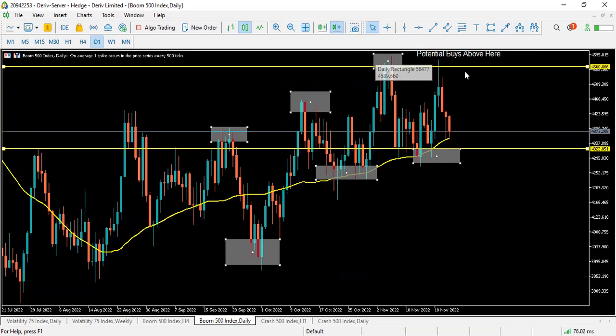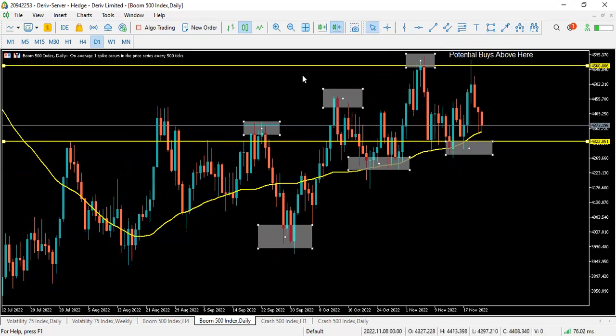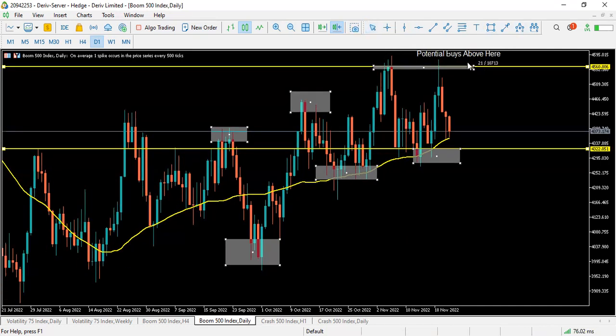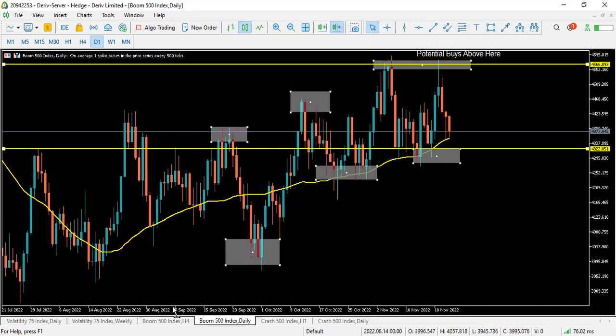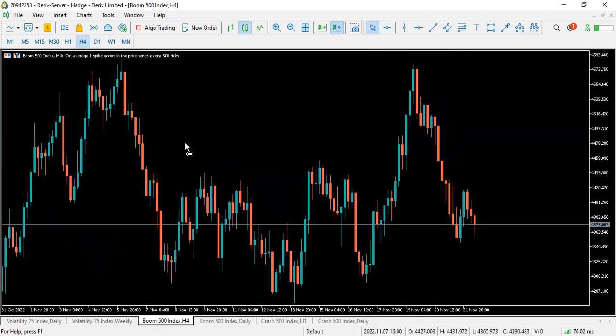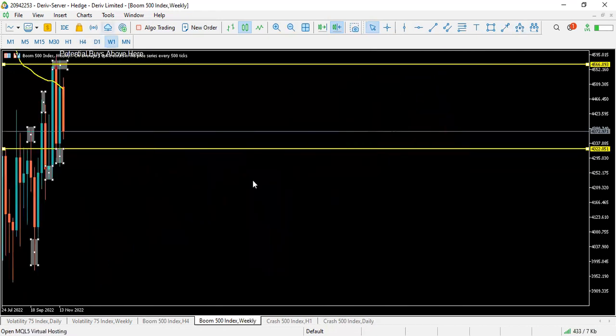So I said, once we break that double top here, which is the previous high, we can get beautiful buys on Boom 500. Beautiful buys, we can get them after we break this zone. Right. Let's go down to a lower time frame than the daily. So here, the weekly showed you what is happening. The daily, I showed you what is happening.